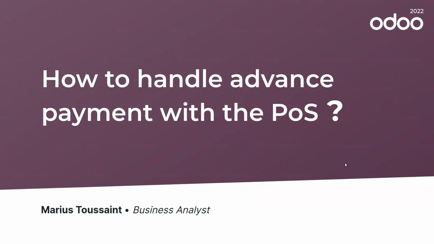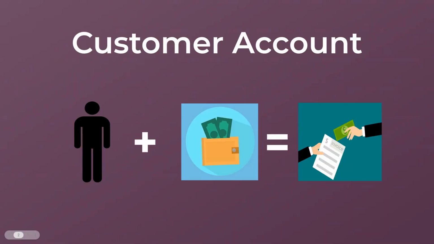So what we will use will be the customer account. This is a new payment method that has been introduced in Odoo Point of Sale version 15, and that allows you to give some credit to your customer, etc. But it can be used also the other way around, and it allows your customer to make some deposit.